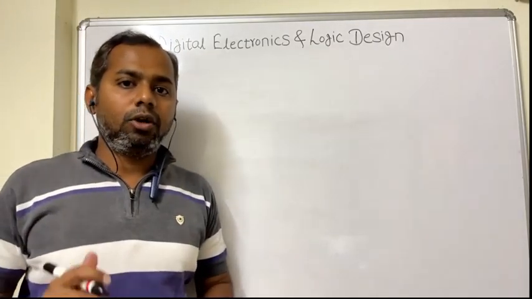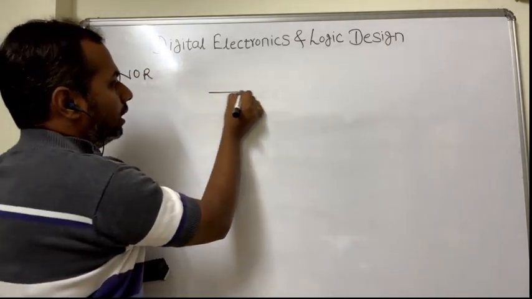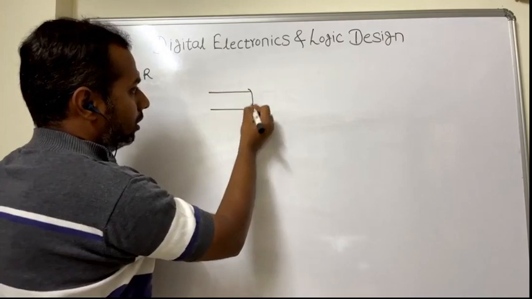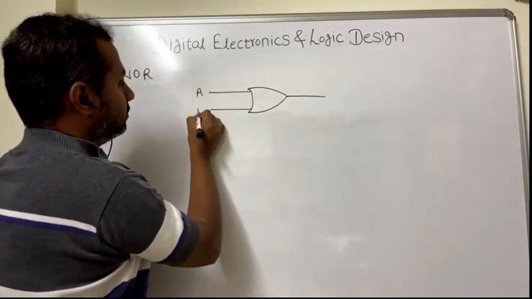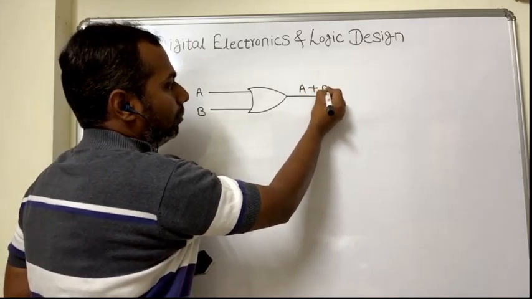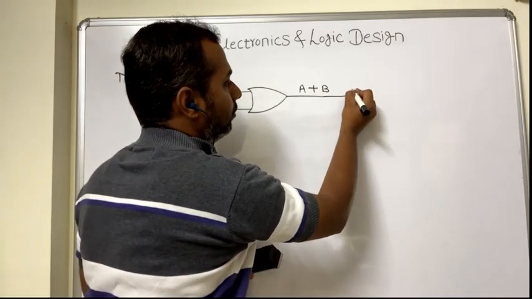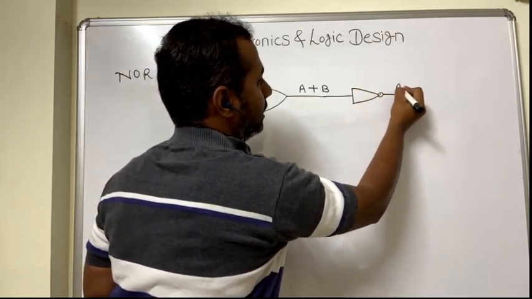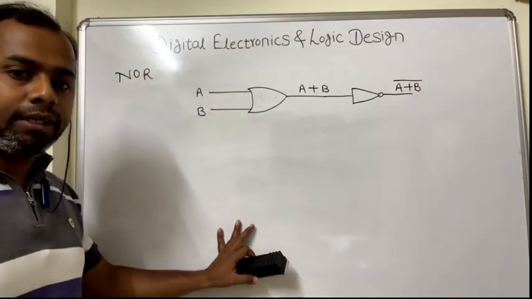Similarly, we will discuss NOR gate. Again, NOR gate, it is a combination of OR gate and NOT gate. So this is OR gate with two inputs, A and B. Output is A or B. This is a representation of OR operation. Now this output I am going to assign to NOT gate, and the final output is NOR, A plus B complement.